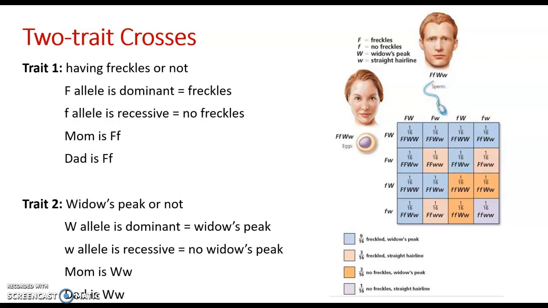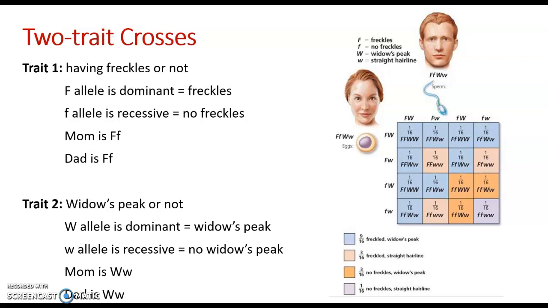The first trait here we're already familiar with. We know that having freckles or not is a dominant trait determined by the big F allele being dominant, leading to the phenotype of having freckles. And the little f allele is recessive, leading to the phenotype of having no freckles. In this case, both mom and dad are heterozygous, big F, little f.